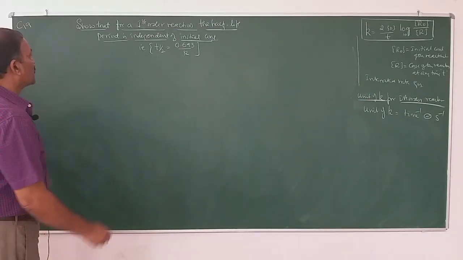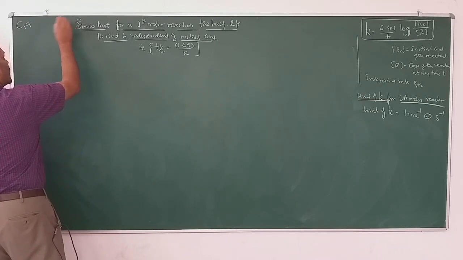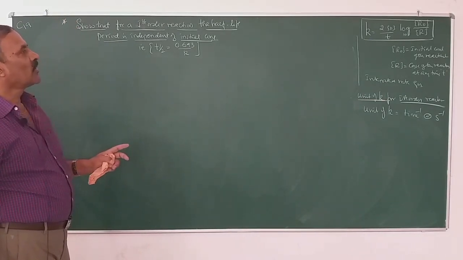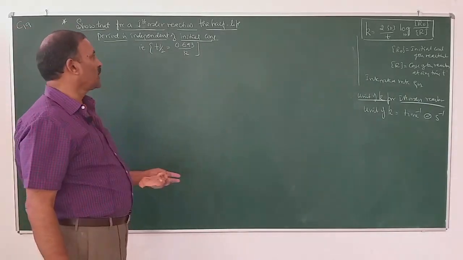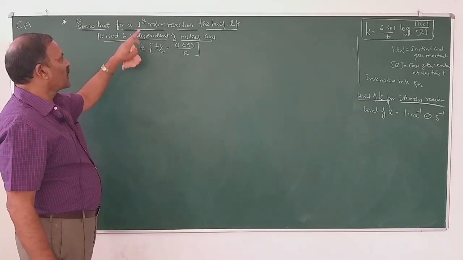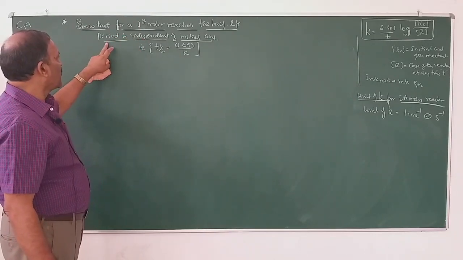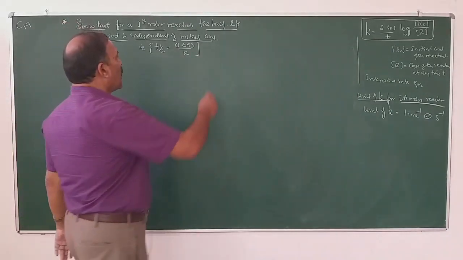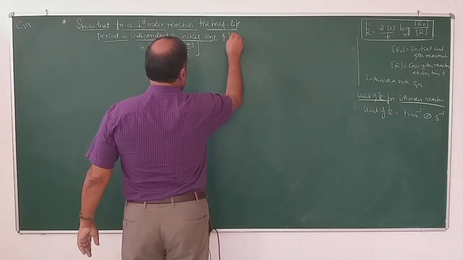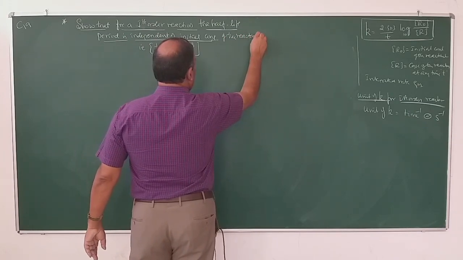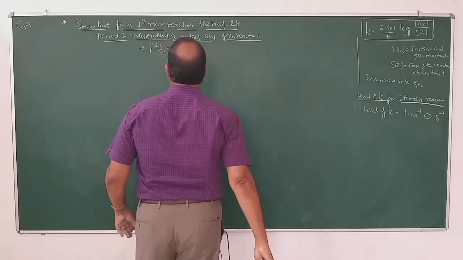So next, this is also very important. Derivation of an expression for rate constant for a first order reaction is important. Then show that for a first order reaction, the half-life period is independent of initial concentration of the reactant. This is also very important.